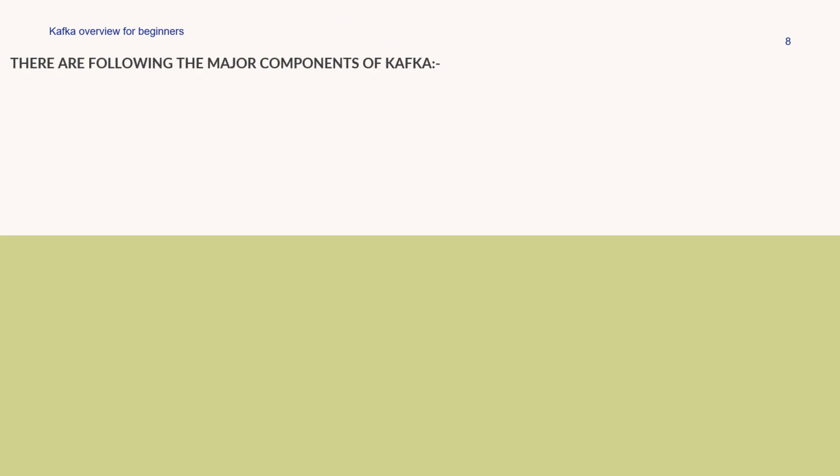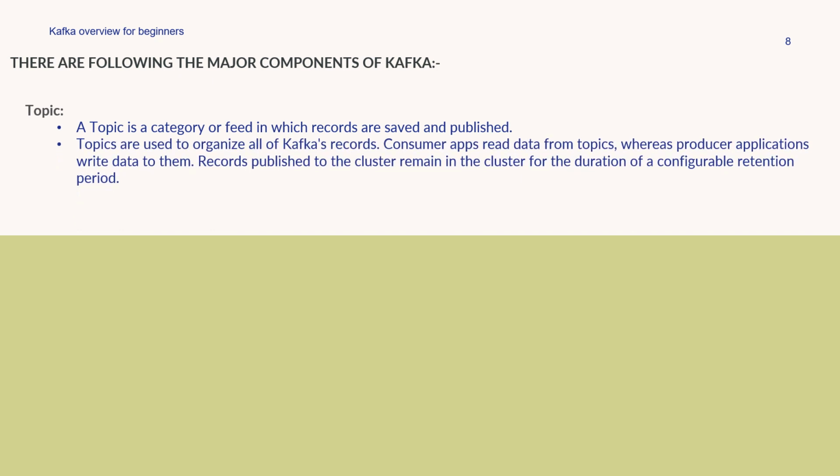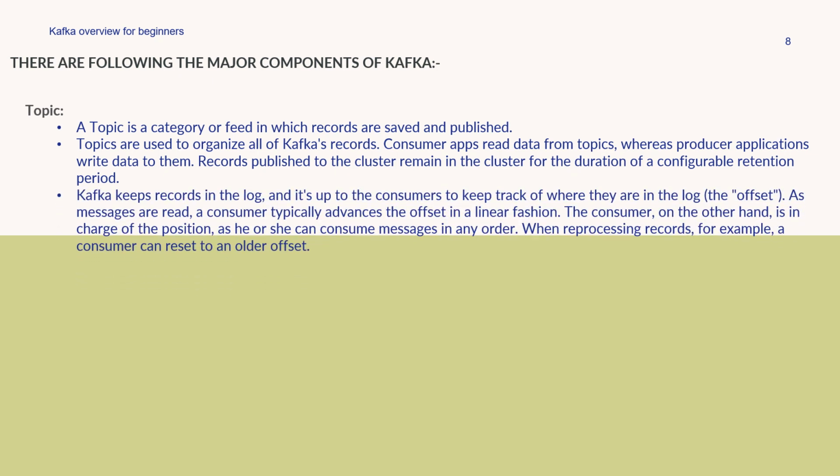So there are the following major components of Kafka. First is the topic. A topic is a category or field in which records are saved and published. Topics are used to organize all Kafka records, and consumer applications read data from topics, whereas producer applications write data to them. Records published to the cluster remain in the cluster for the duration of a configurable retention period. Kafka keeps records in the log, and it's up to the consumer to keep track of where they are in the log.